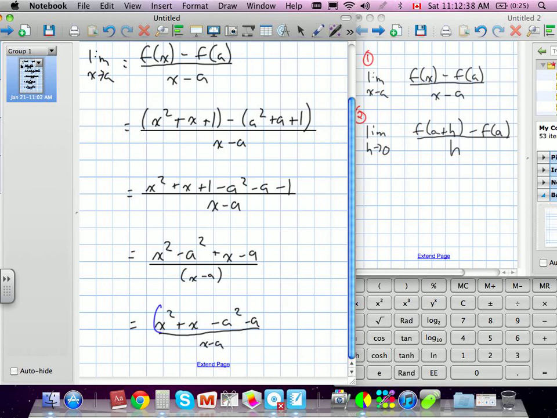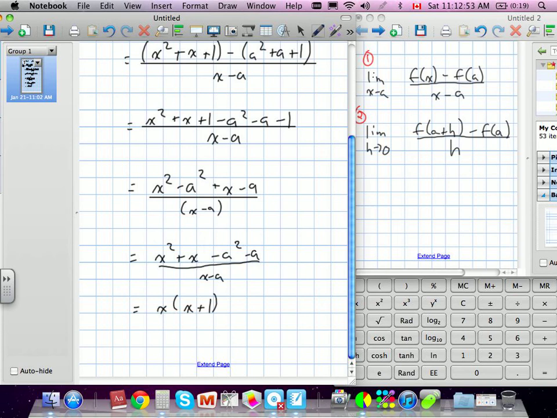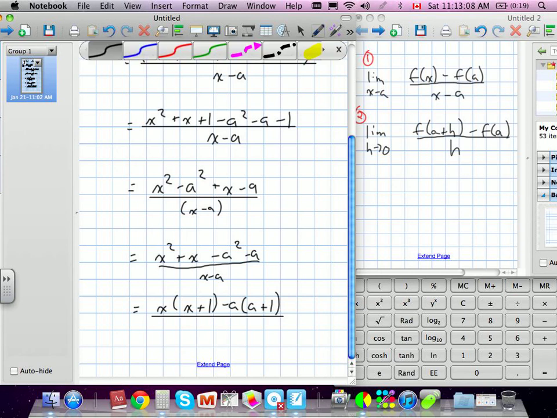So the x squared and the x, what can I factor out of that? We're left with x, and then we have x plus 1. And what can I factor out of the a's? Let's factor out negative a, so then we're left with a plus 1, and we have minus a here. Sometimes we realize we've gone down the wrong route.